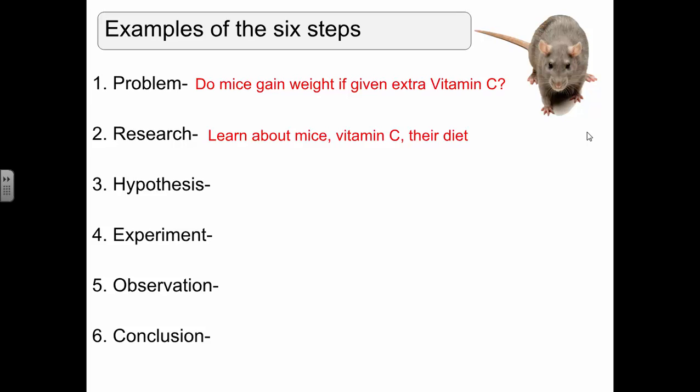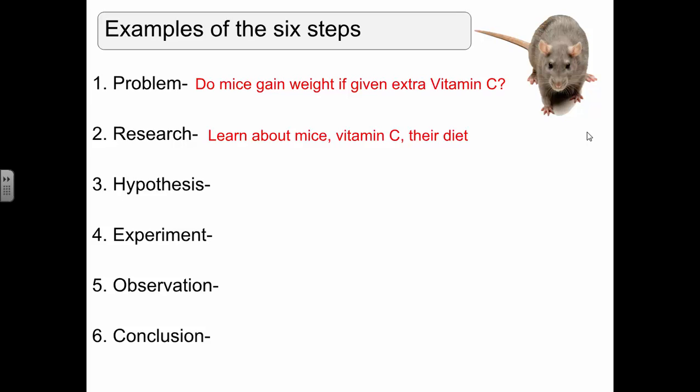Okay. So give me that in a sentence. Your hypothesis is your prediction, so you predict that the mice will not gain weight because vitamin C doesn't contain fats. Okay, good. And you don't even really need the because part. To have your hypothesis, you could just say, if mice are given extra vitamin C, they will not grow large. That would be a fine hypothesis.